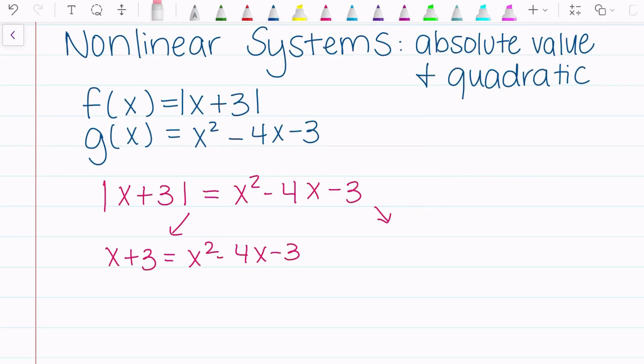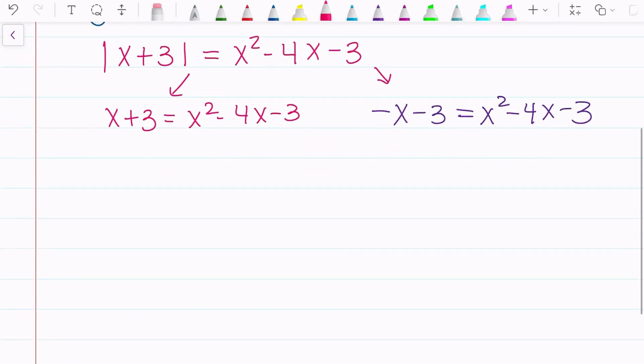And so I'm going to just go ahead and make the left side negative because that's a little bit easier. So I've got negative x minus 3 equals x squared minus 4x minus 3. So again, I only changed the signs of one side of the equation. All right, so I'm going to solve. I have a quadratic equation, so I'm going to set this equal to 0.